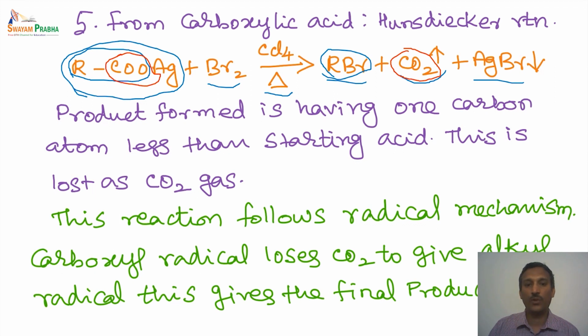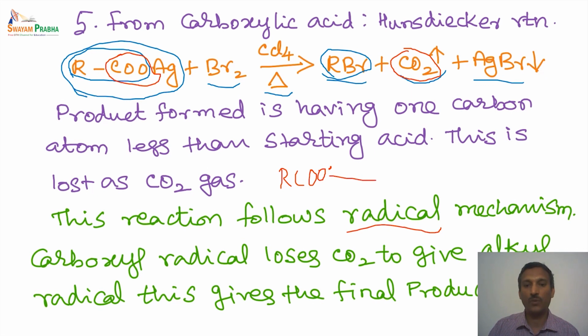And again, as usual, this reaction also follows a radical mechanism. So what happens is the silver carboxylate bond is homolytically cleaved to give you a carboxyl radical. So RCOO radical is formed in the initial step.